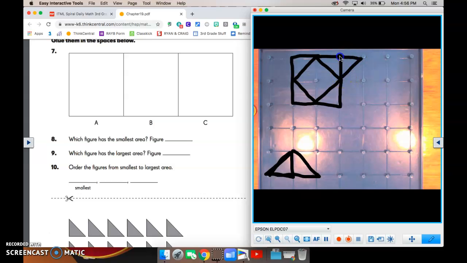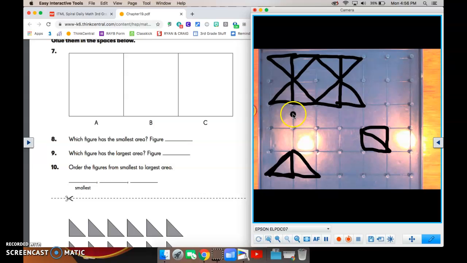Let's go like that. So we have 1, 2, 3, 4, 5, 6, 7, 8, 9, 10. That only leaves like 2 left, right? So let's go like this. There. So there's shape C.